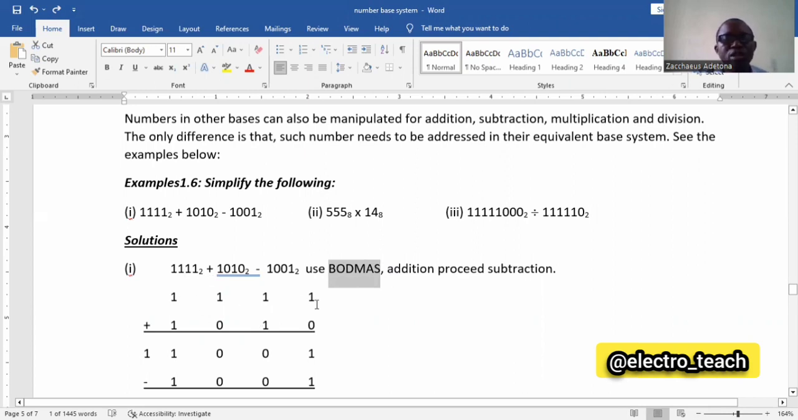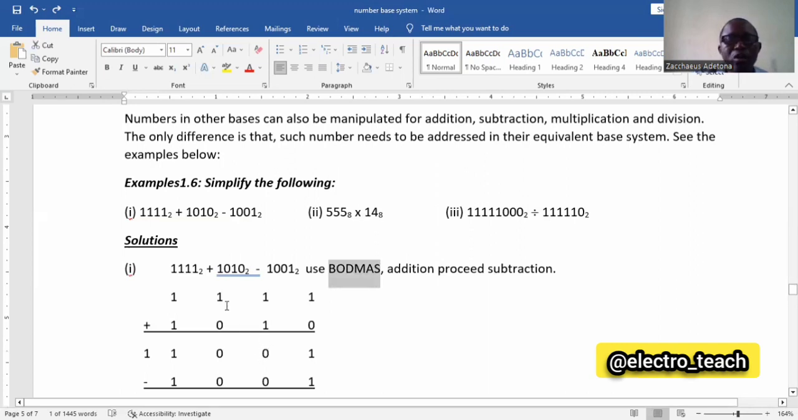So adding this together, we have 1111, 1010. 1 plus 0 will be 1. 1 plus 1 will be 2. But since it's in base 2, you take 2 out of it. How many times will you get 2? 1 time. So the remainder is 0. So we write the remainder down here.